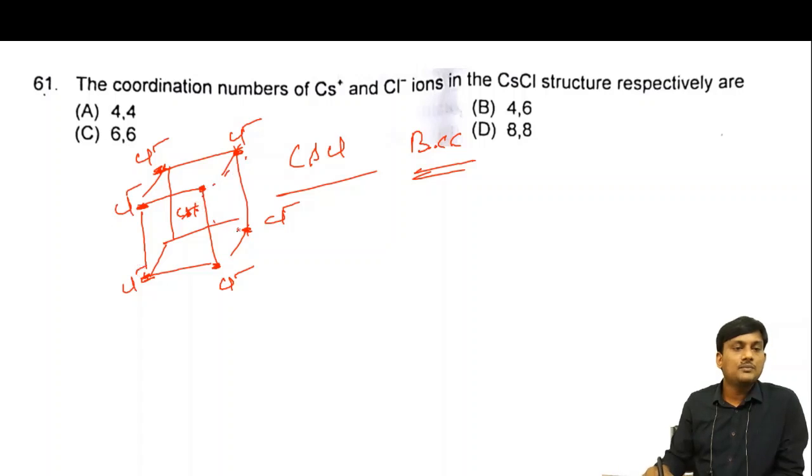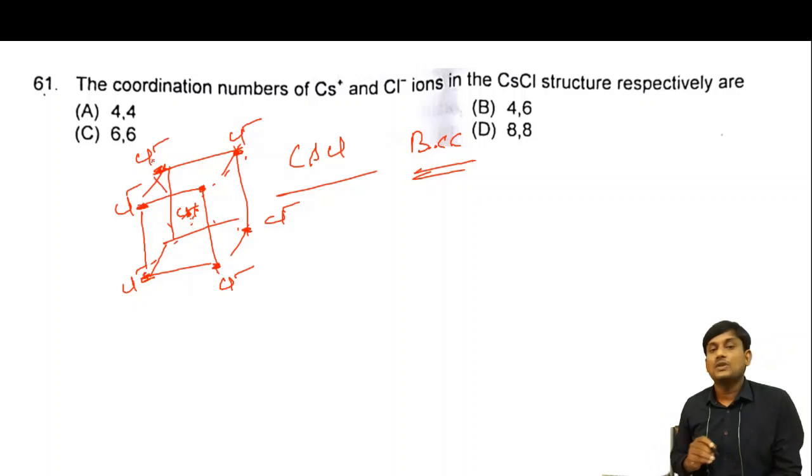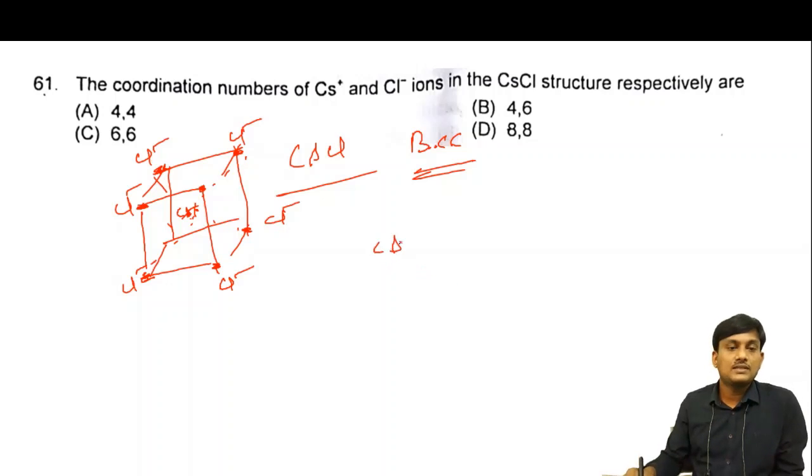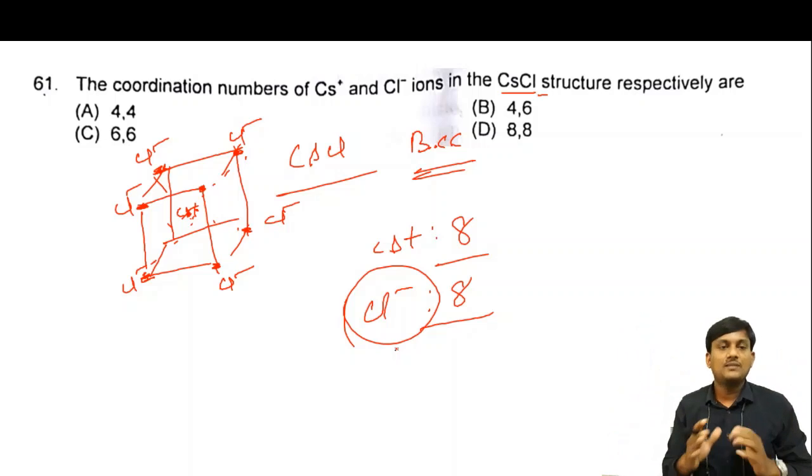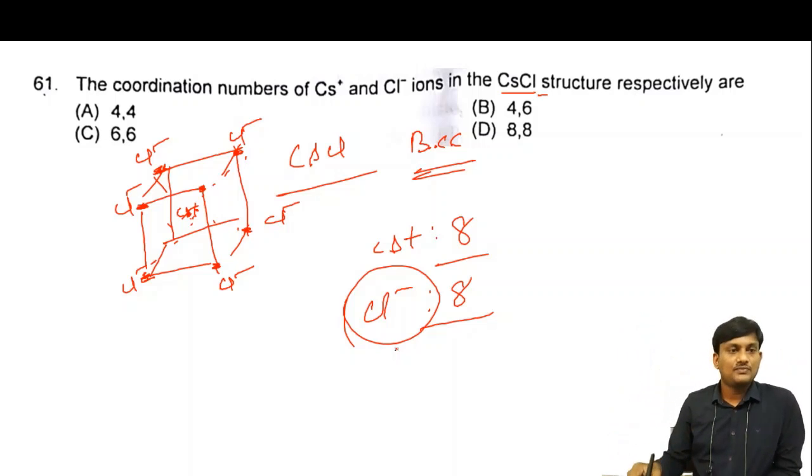The cesium has close coordination with 8 Cl minus. So what is the coordination number of cesium plus? It's 8. Since the formula is CsCl, obviously Cl minus also has a coordination number of 8. Cl minus will be surrounded by 8 cesium plus when you take the complete lattice structure. So what is the answer? 8 and 8. So D is the correct option.